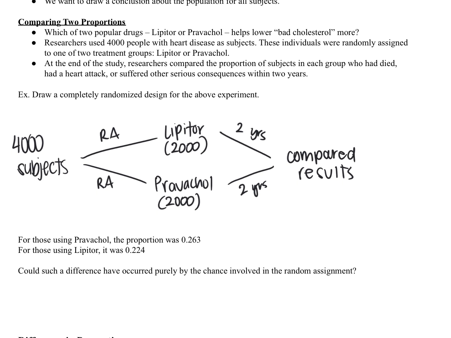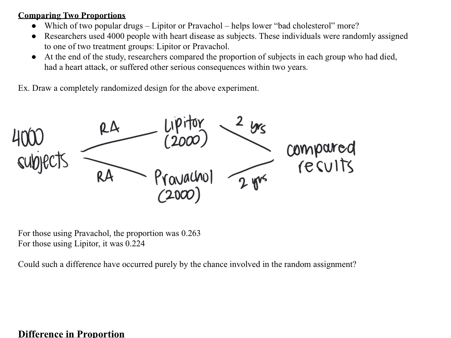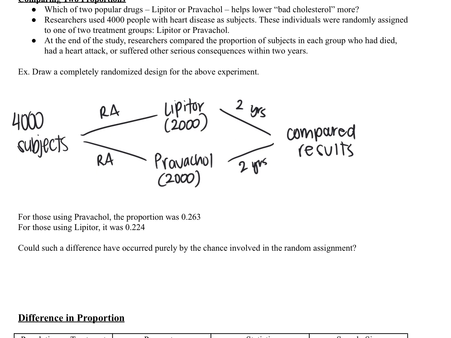And the study found for those using Pravachol, the proportion of people who had died, had a heart attack, or suffered other serious consequences was 0.263. And for those using Lipitor, it was 0.224. So you want to know, could such a difference have occurred purely by chance involved in the random assignment?